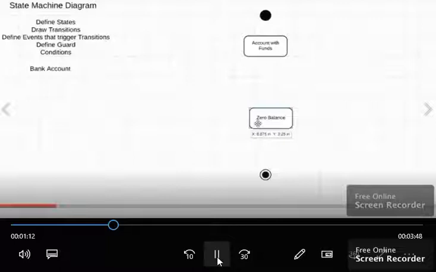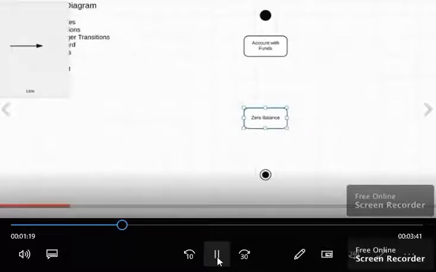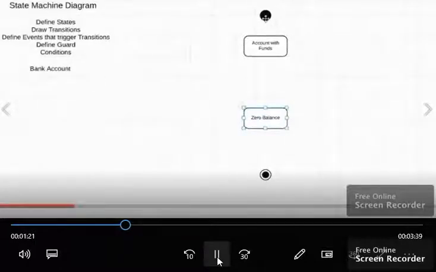This is the end of state machine diagram. This notation is used for ending of the state machine diagram. It is similar to the activity diagram.